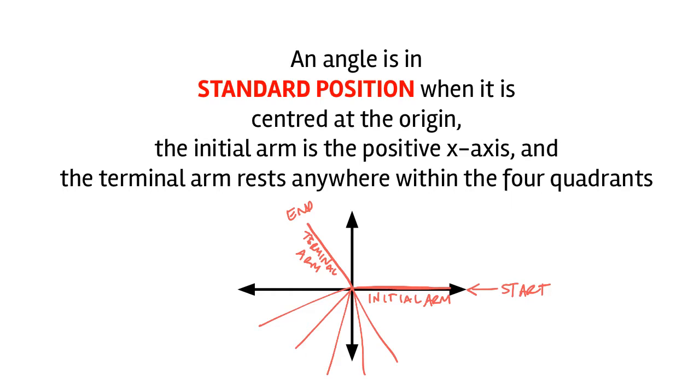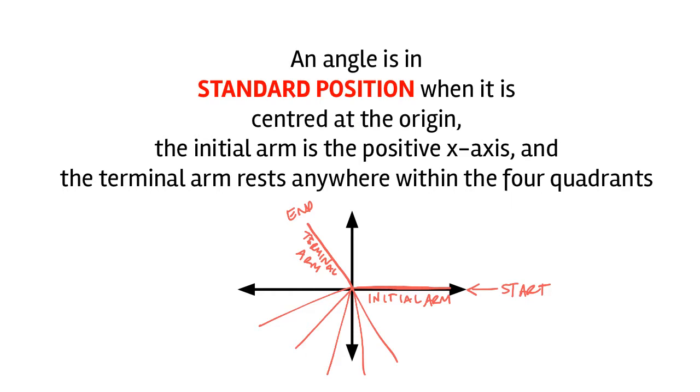The other way I remember that it's called a terminal arm is if you think of a terminal illness, someone who has a terminal illness, that's where their life is ending. In the same way, this is where our angle is going to end. So it starts always at the initial arm and it ends always at the terminal arm.